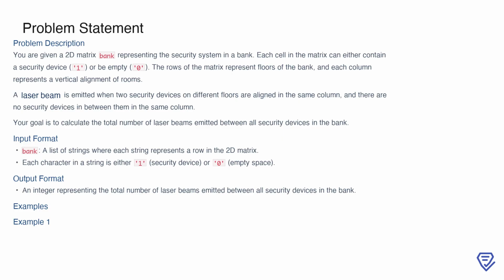A laser beam is emitted if and only if two security devices are aligned in the same column but are located on different floors, with no other security devices in between them in the same column. The objective is to compute the total number of these laser beams that can be emitted across the entire bank. The input to the problem is the bank matrix, given as a list of strings where each string represents a row. The output is a single integer representing the total count of laser beams emitted.